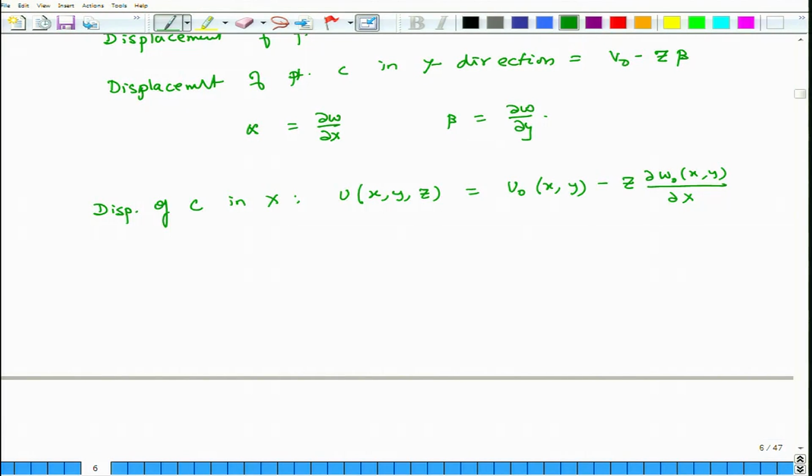Okay. Similarly, displacement of C in y direction is v, and it changes from point to point, and it also depends on z, and this is equal to v naught, which is the midplane displacement at that coordinate (x, y), but it does not depend on z because it is already at midplane, minus z times del w (x, y) over del y.